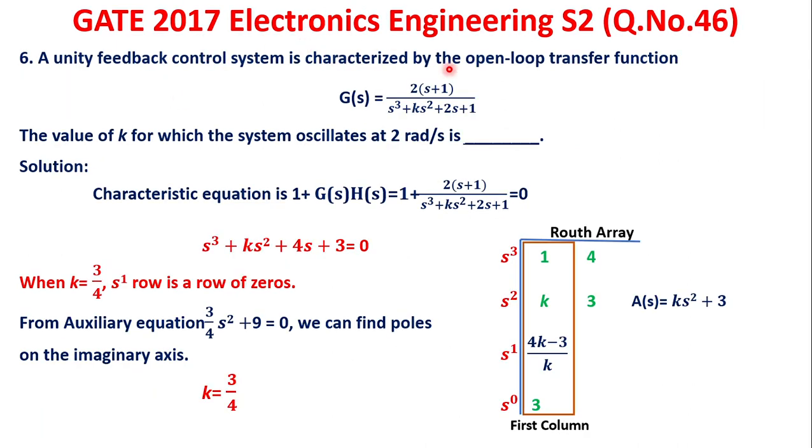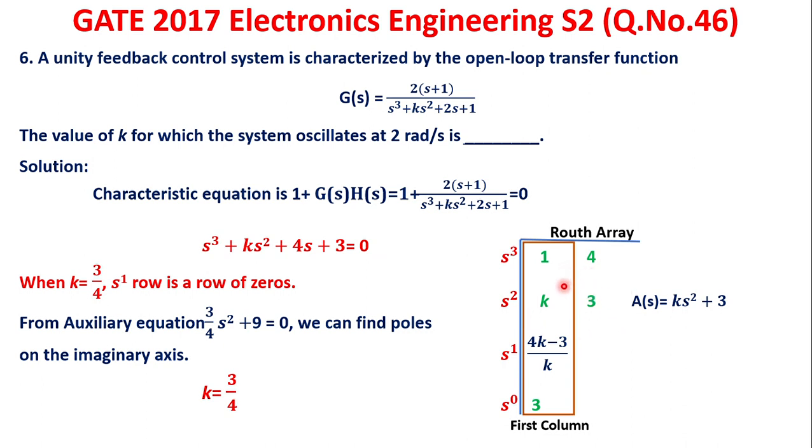So we are given an open loop transfer function of a unity feedback system. The value of k for which the system oscillates, they are asking. That is, at what value of k the system will have sustained oscillations. So the characteristic equation we can find as usual, 1 plus G(s)H(s) equal to 0. So if we simplify this we get the characteristic equation, and from this we can formulate the Routh array as usual.